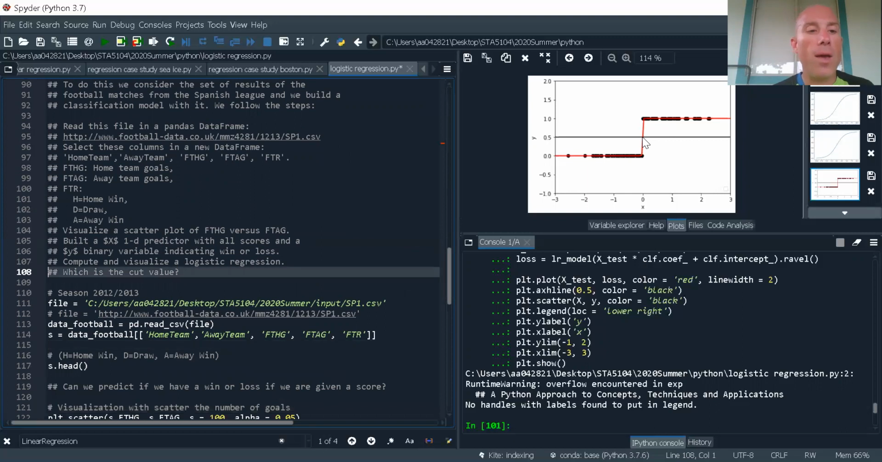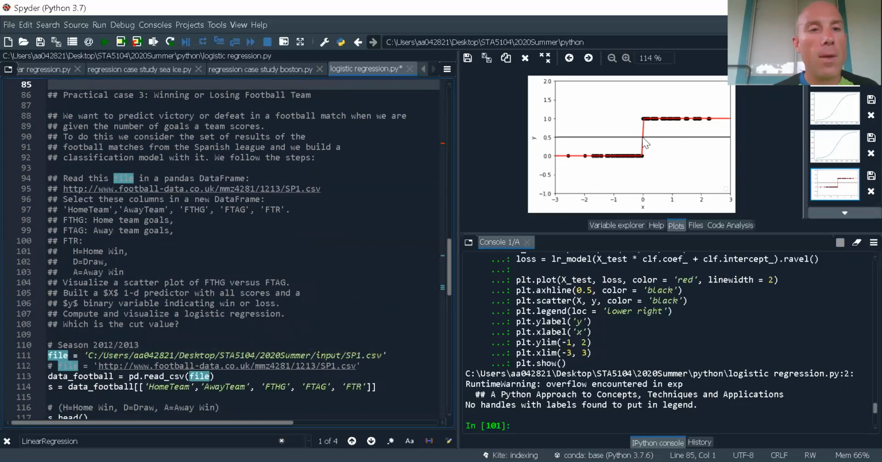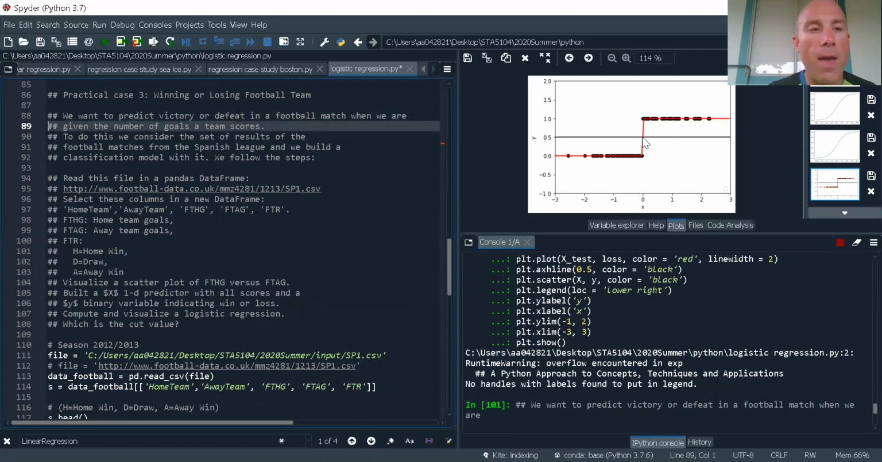All right, so now let's take a look at a data set. This is soccer data from, I think, a Spanish league, if I remember correctly. We want to predict winning and losing based off of the number of goals scored. If I am the offensive coordinator of a soccer team, and I want to figure out how many goals we need to guarantee a win, we can use this data to achieve that.